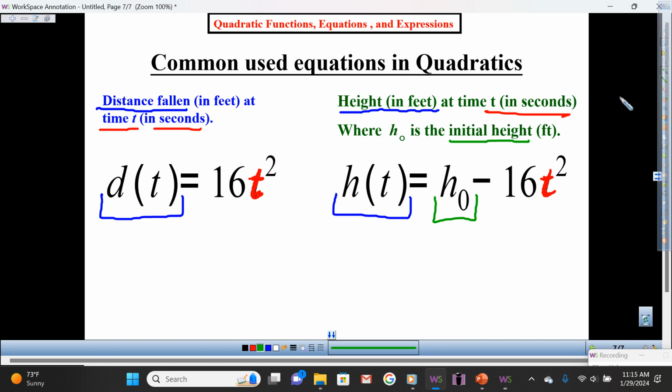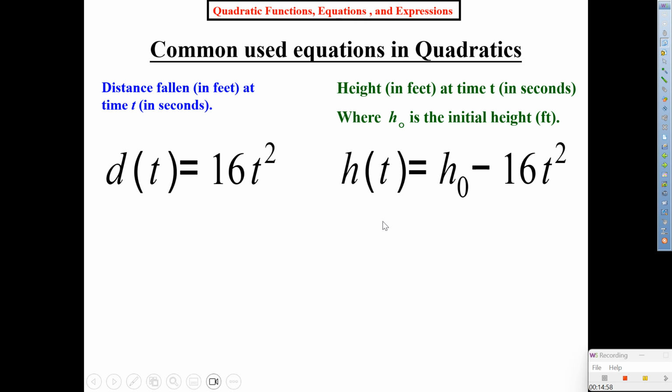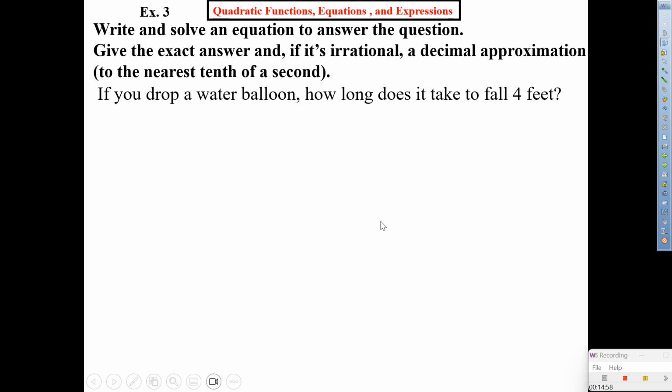Okay. So with that said, check this out. Look at this first problem, and it reads, writing utensils down, look up to the screen. It reads, write and solve an equation to answer the question. Give the exact answer, and if it's irrational, a decimal approximation to the nearest tenth of a second. It says, if you drop a water balloon, how long does it take to fall 4 feet? So think about it. If you drop a water balloon, how long does it take to drop 4 feet?